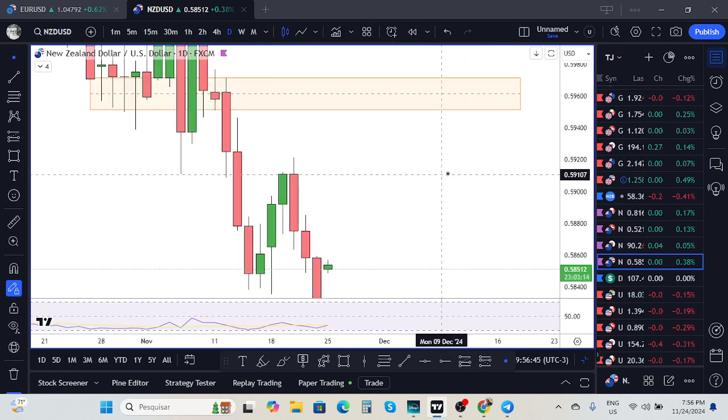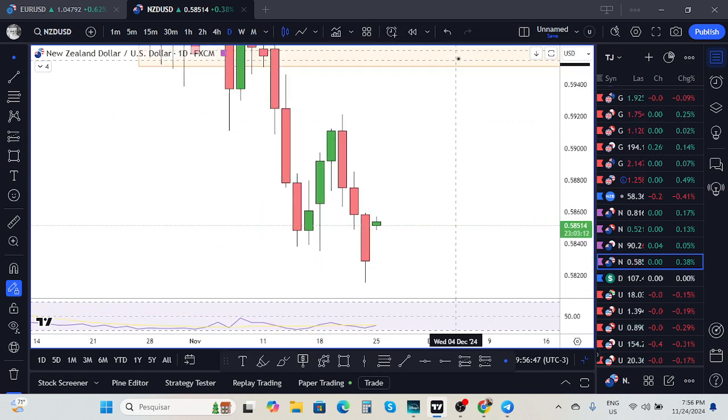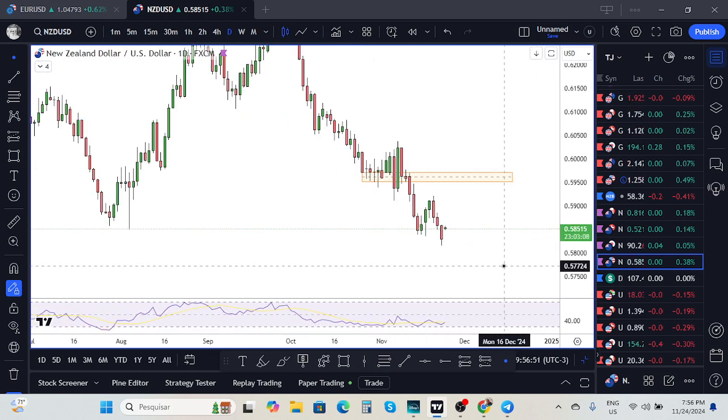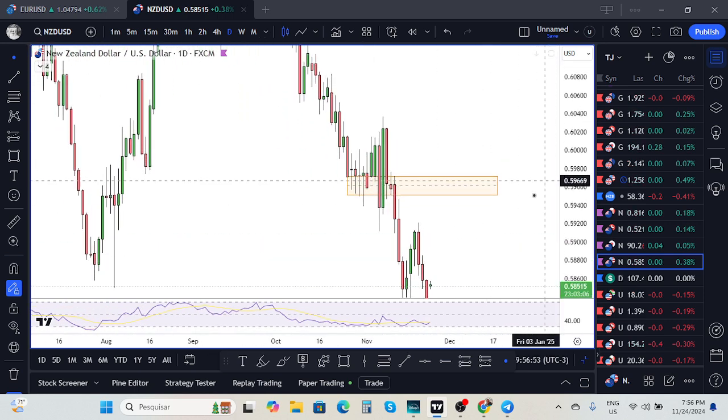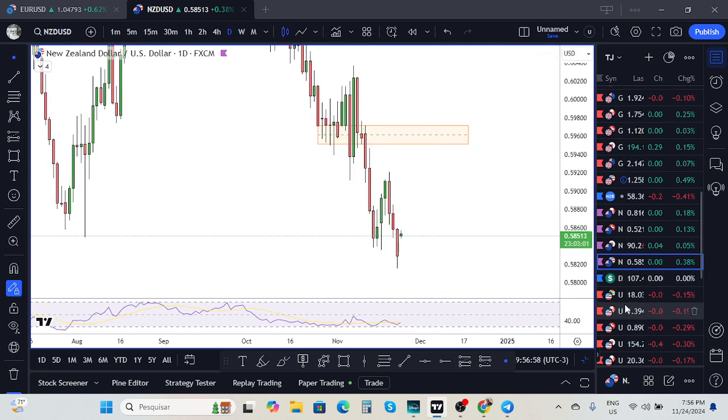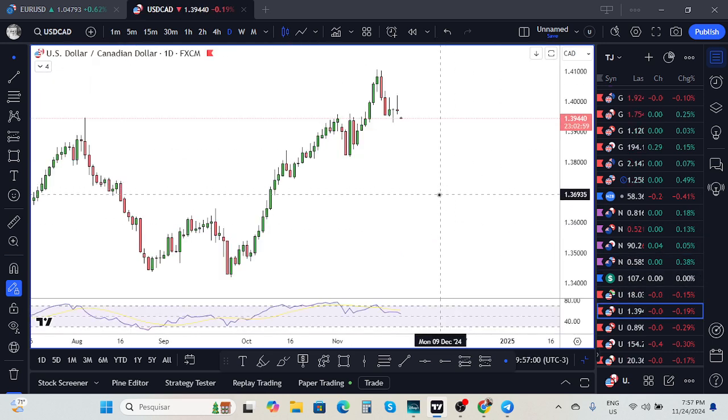So this is going to be a demand zone. The market is going to retrace to this level before it goes all the way to the downside. Would that really happen? Well, let's watch and see. But I can see the market coming up the way here. Yeah, USD/CAD.